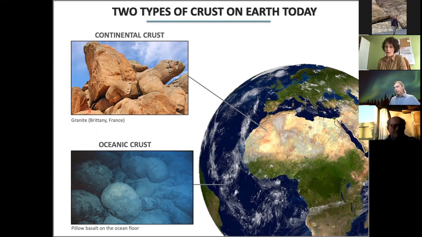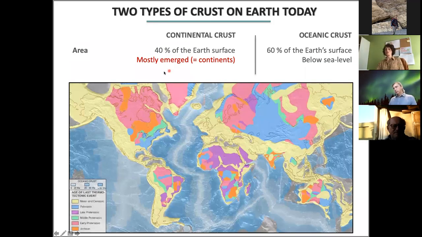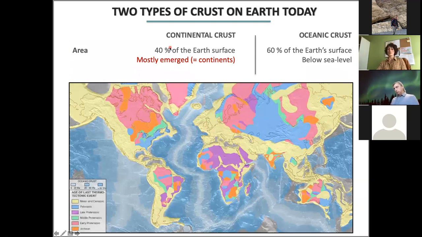So you all know that we have continental crust and oceanic crust at the surface of our planet. And they are very different in many ways. So first, we can say that continental crust covers about 40% of the Earth's surface. So it is shown here in colors on this map. And oceanic crust is shown by the different shades of blue here. And what is important is that continental crust is mostly emerged, so above sea level.